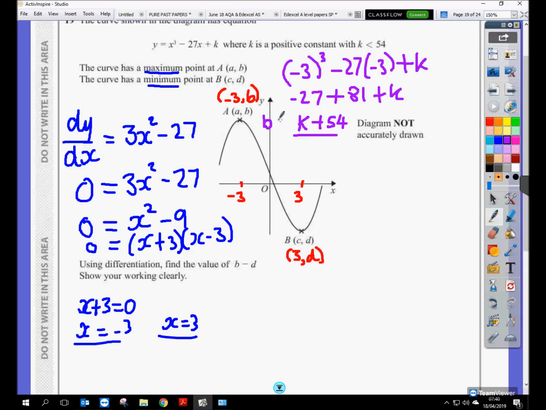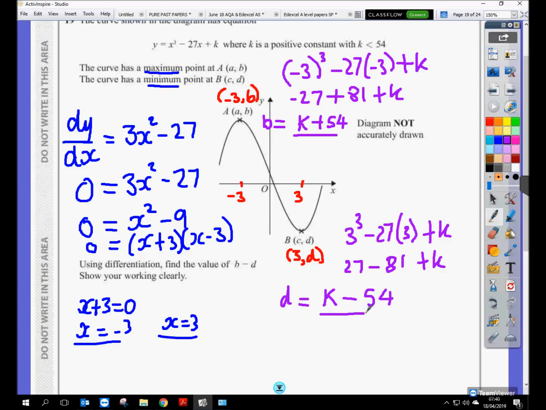And that's what b is equal to. And then d, in a similar fashion, we have 3 cubed minus 27 times 3 plus k. So 27 minus 81 plus k. So k minus 54. And that's d.